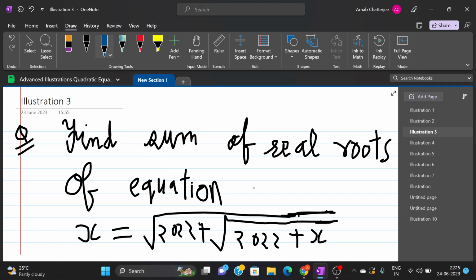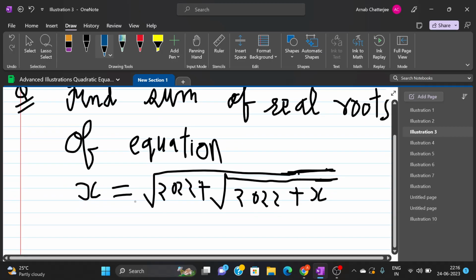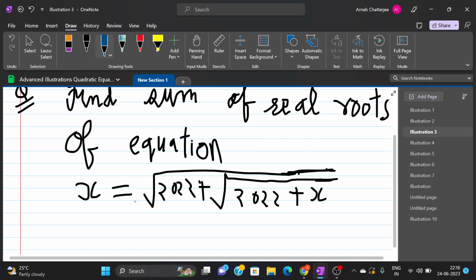Find the sum of real roots of the equation x equal to under root of 2022 plus under root of 2022 plus x. A very interesting problem. Let's see how to approach it.